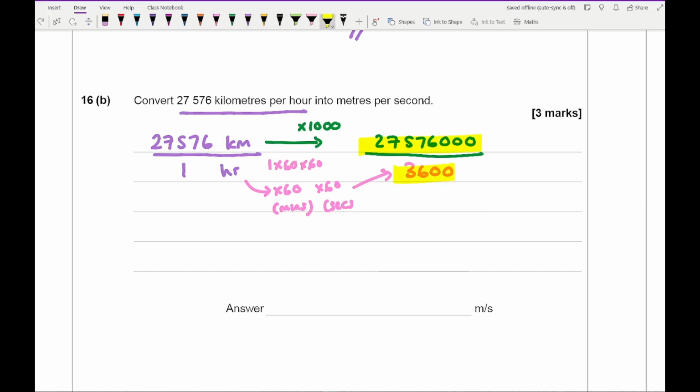So all that's left for me to do is type this into my calculator. So if I do 27,576,000 divided by 3,600, I get an answer of 7660.